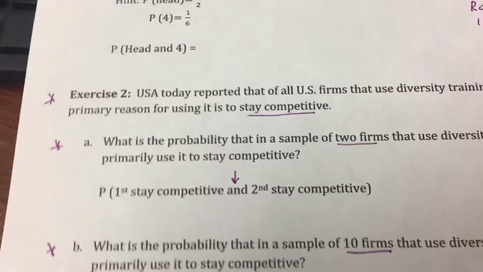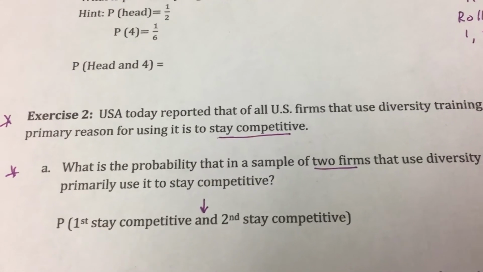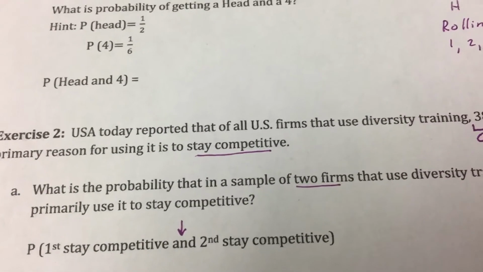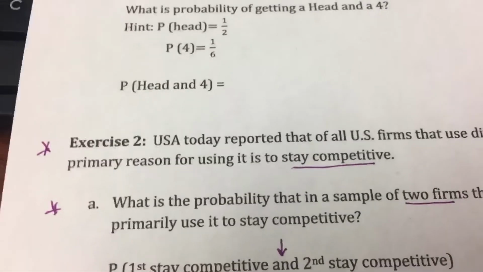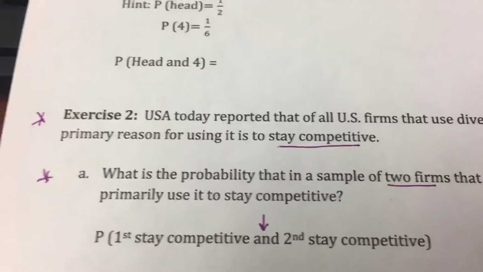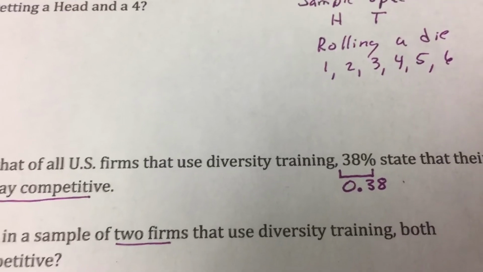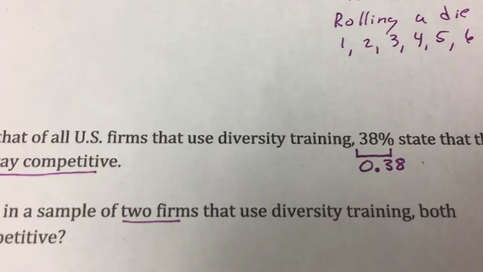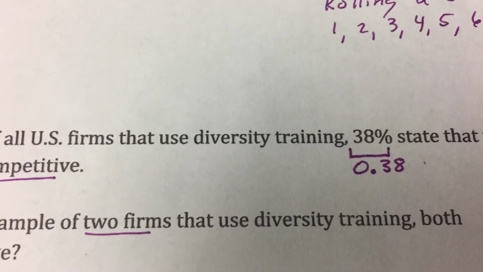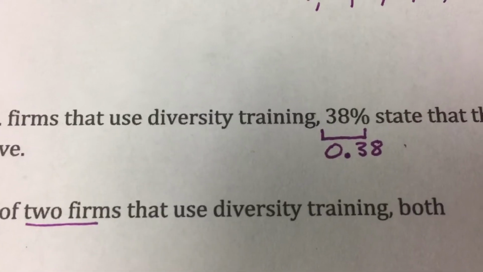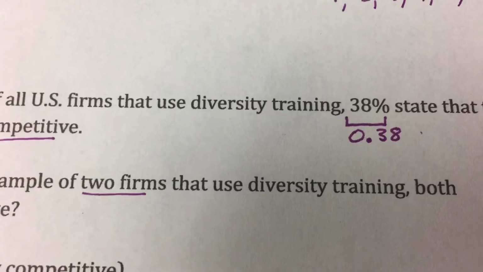Okay, there's another exercise here. It says the USDA reports that all U.S. firms use diversity training. 38% state that their primary reason is to stay competitive. When you see a percent, remember all probability is written as a decimal or fraction. When you see a percent, go ahead and convert that to a decimal. You move your decimal 2 places to the left, which you see underneath it, I have my probability, or just take 38 divided by 100 and you'll get your probability.